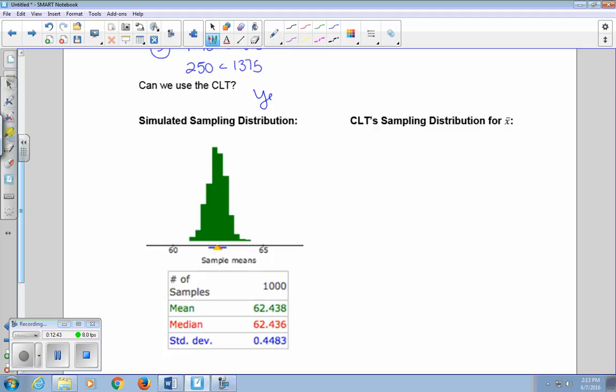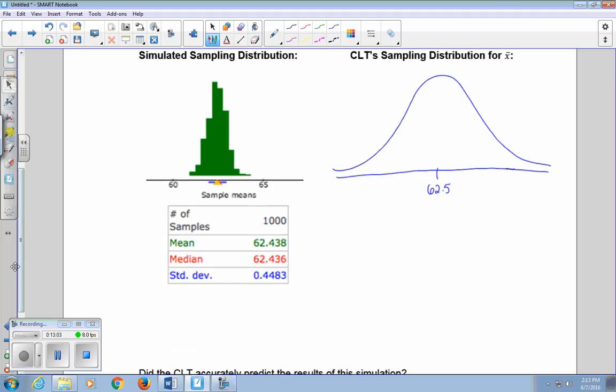Yes, we can use the central limit theorem. Now, what does it tell us? It tells us again that our shape is going to be approximately normal, centered at 62.5, and that we're going to have a spread, the standard deviation is going to be sigma over the square root of n.